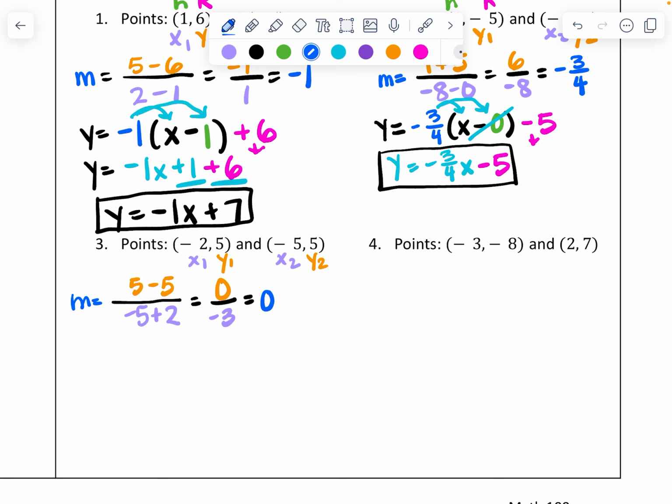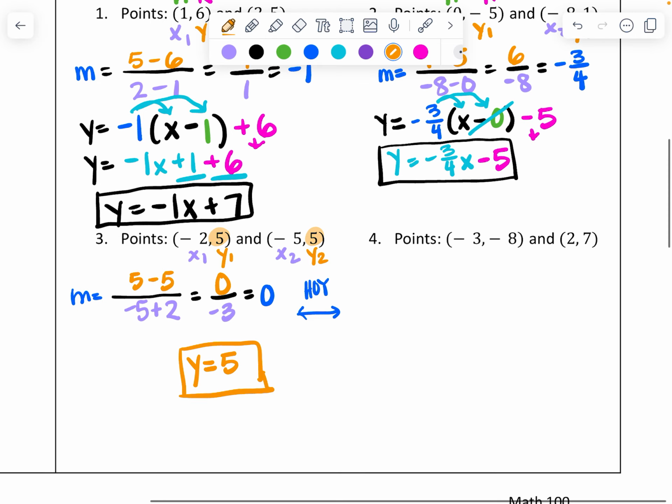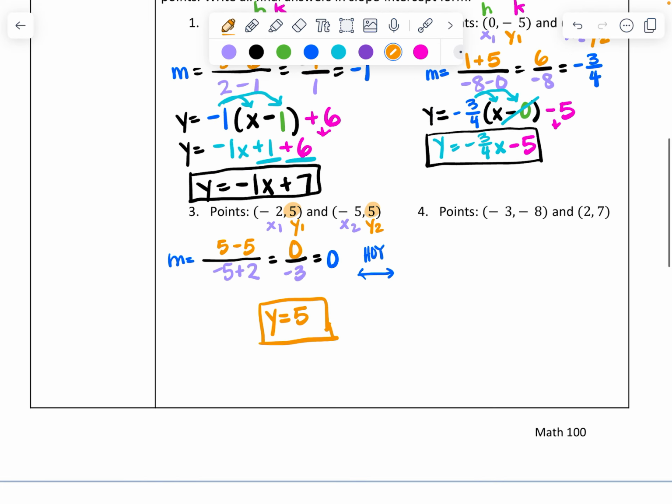Now, once I know that my slope is 0, I actually don't need to go through the point slope formula. This tells me that this is a horizontal line, and all I need is the y equals. And if you'll notice, y is the same value in both of these points, which means that y is going to be the same value in every point on that line. So I can just say y equals 5, and that is the equation of my horizontal line. Okay, let's look at number 4.